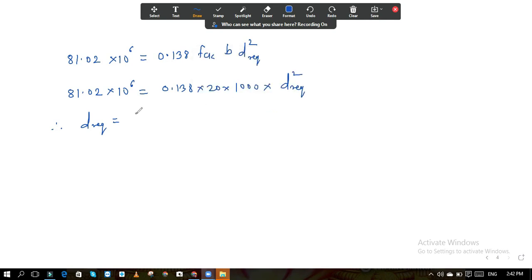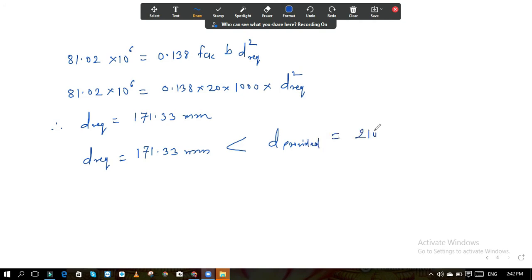171.33. So required depth is 171.33 mm. So here D required, which is equal to 171.33 mm, is less than D provided, which is equal to 210 mm. Hence this is safe.